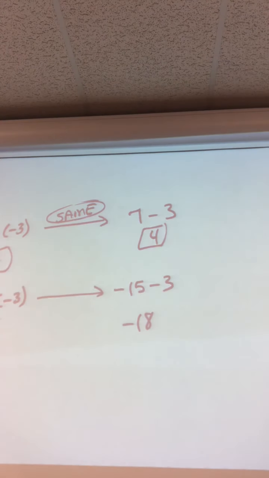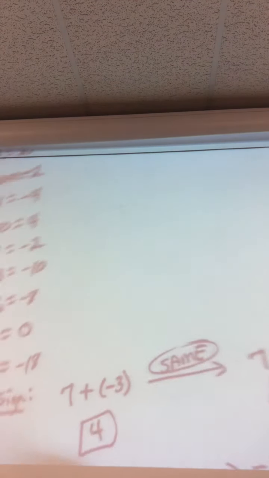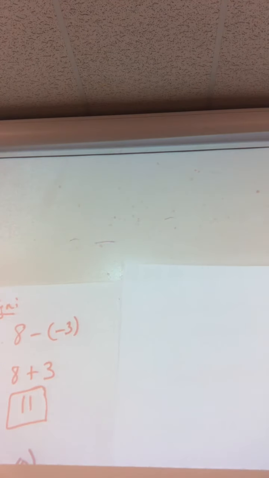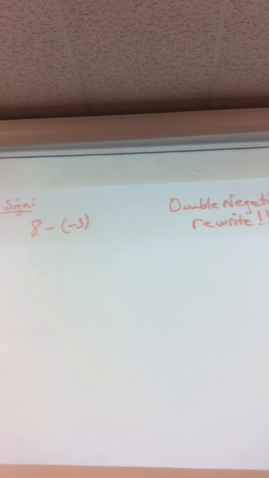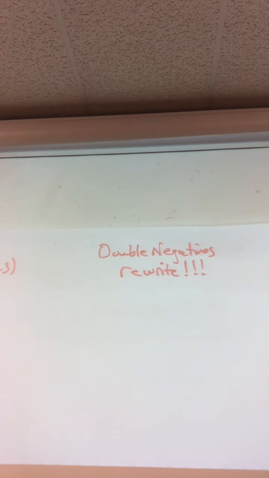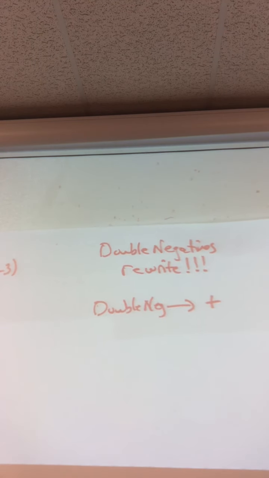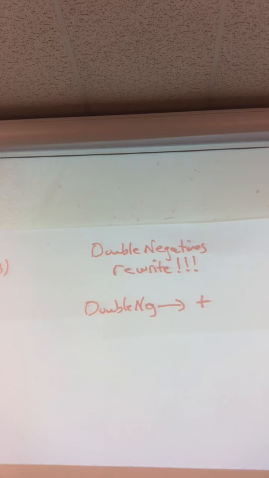All right, now I said there's two kinds of double signs. This was the first one. The second type of double sign is what we call in mathematics double negatives. And as you probably remember, anytime you have double negatives, what we will do is we always rewrite double negatives as a positive. Double negatives gives me a positive.